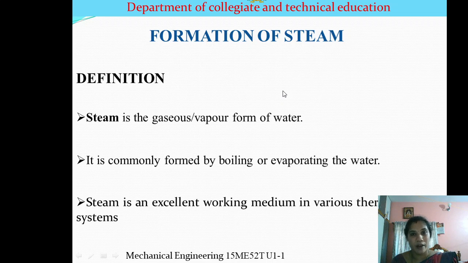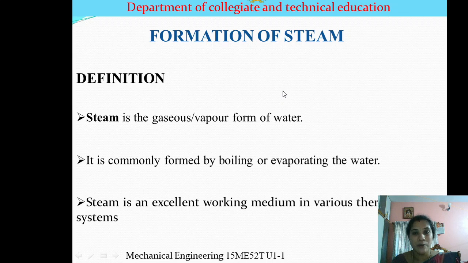It's very important for everyone to understand what you mean by steam. The gaseous or vapor form of water is defined as steam. As we all know, water exists in three forms: solid, liquid and gaseous form. Ice is an example for the solid state, water is an example for the liquid state, and steam is the best example for the gaseous state. Therefore, we define steam as the gaseous or vapor form of water.